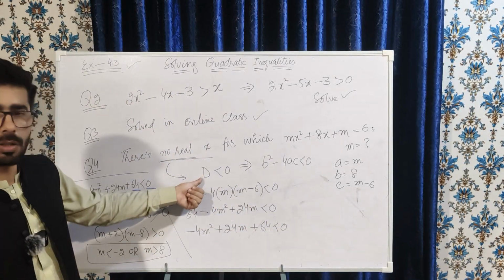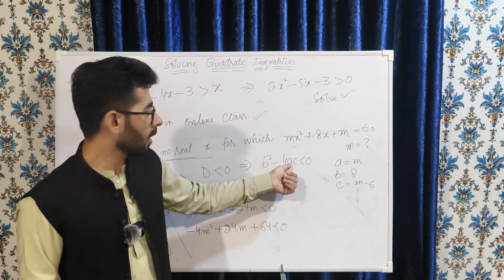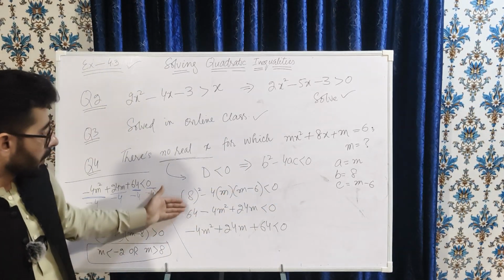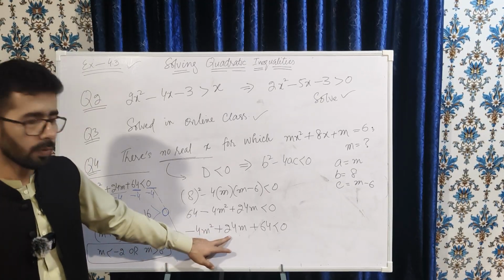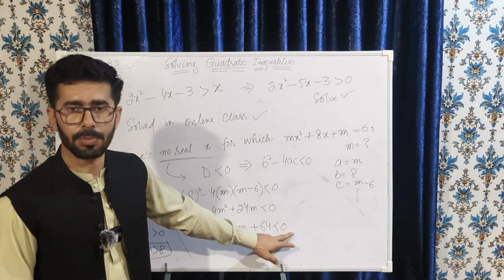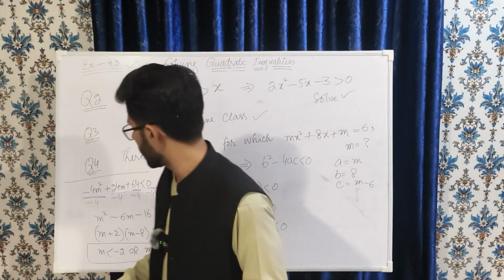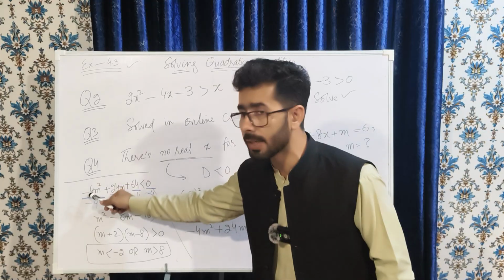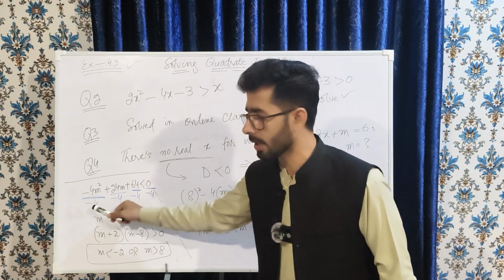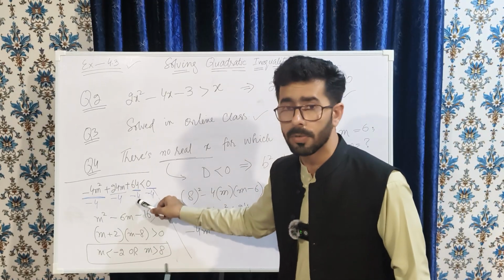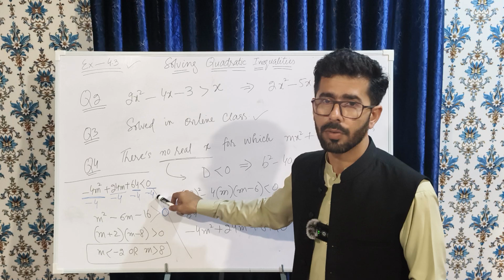So we use that condition of negative discriminant. Our discriminant is b square minus 4 times a times c. We substitute all of the values and set it less than 0. So we get minus 4m square plus 24m plus 64 less than 0. If I want a positive leading coefficient, I divide every term by minus 4, including the 0 on the right side.